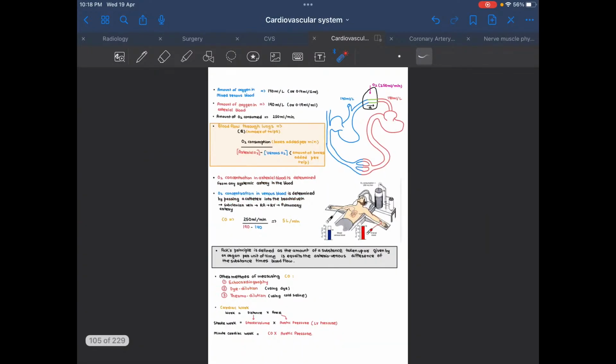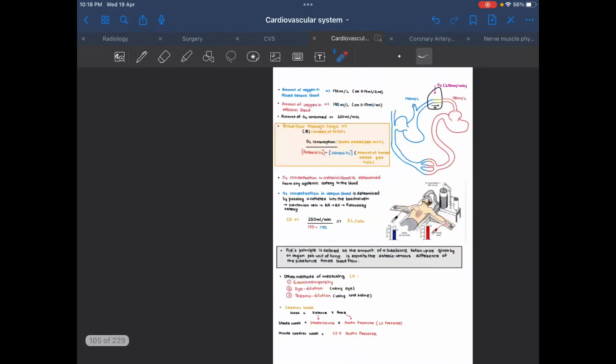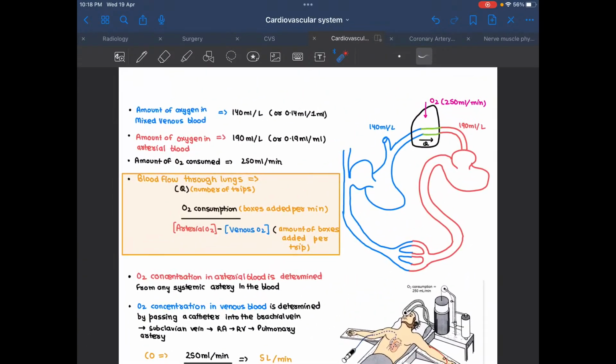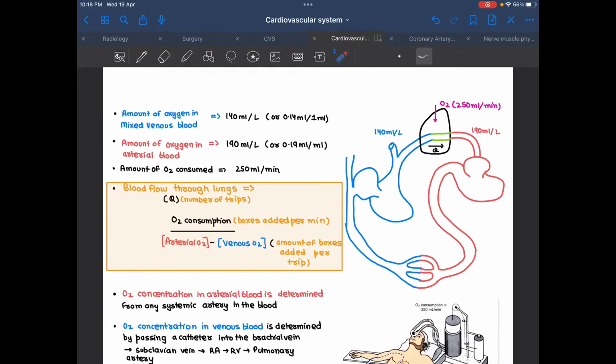Let me discuss some more principles behind it. Let me tell you something about the Fick principle. This Fick principle is very important when we are going to evaluate and calculate your cardiac output. So what is this Fick principle? It's very easy. When I say that the amount of oxygen that is consumed by our body is about 250 ml per minute, that is the amount of oxygen being consumed at the level of the lungs. So the oxygen that is entering the lungs is 250 ml per minute.